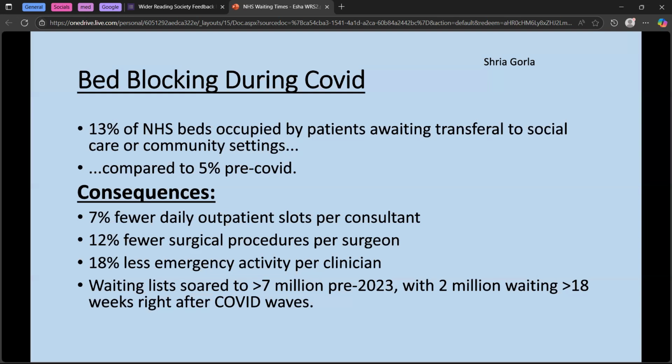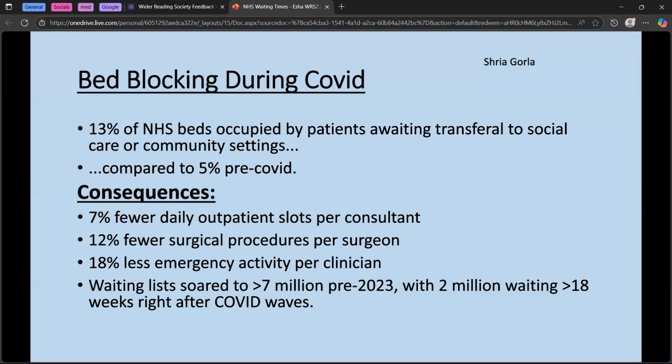Whereas during COVID, this increased to 13% because they needed to go to social care or community settings. There's multiple consequences of this. So during COVID, 7% fewer daily outpatient slots were available per consultant. And COVID-19 intensified existing social care deficits, causing approximately 1 in 8 beds to be blocked.